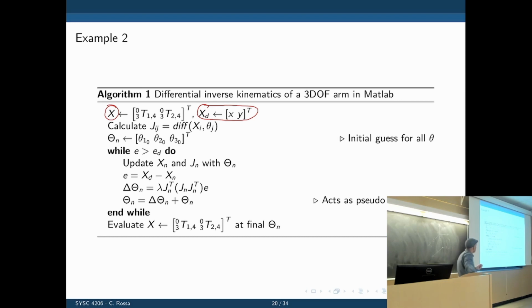We can also say, well, when this delta theta here becomes too small, we can also stop because the variation is not really improving the solution that much. Any other questions here?